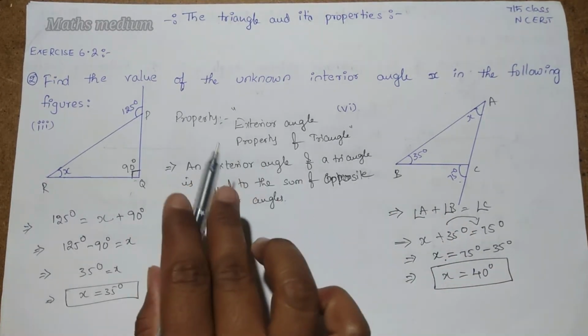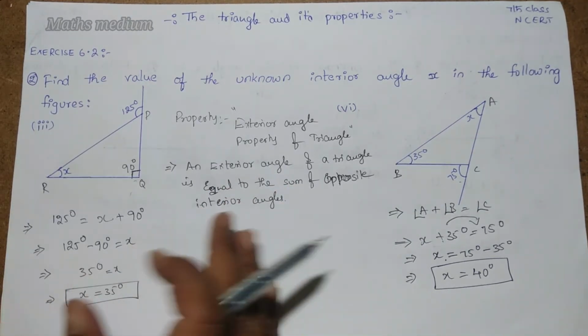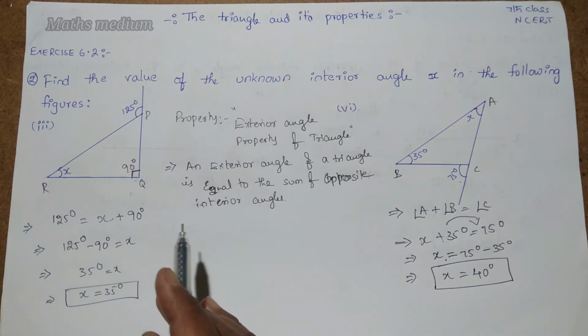This is the exterior angle property. By using this property, we can find any angle, whether it is an interior or exterior angle. I hope you understand this session.